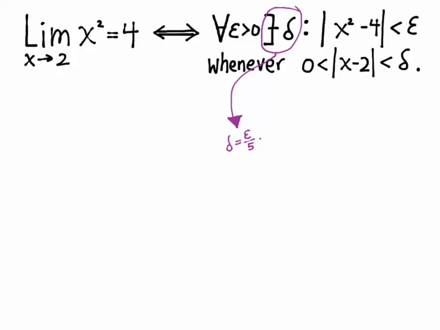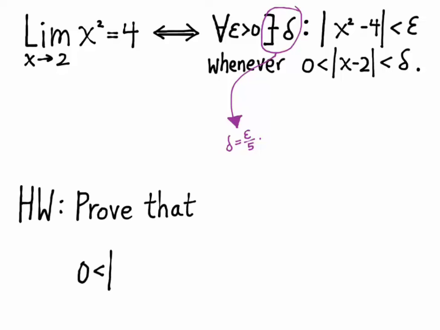For homework, I want you to come up with this yourself. Your homework assignment is prove that the inequality statement 0 is less than absolute value of x minus 2 is less than epsilon over 5 implies the inequality statement absolute value of x squared minus 4 is less than epsilon. Prove that the first inequality statement implies the second for any positive value of epsilon, or for any positive value of epsilon less than 5 actually. And if you can prove that, then you have essentially proved that the limit as x approaches 2 of x squared equals 4, and you should congratulate yourself.